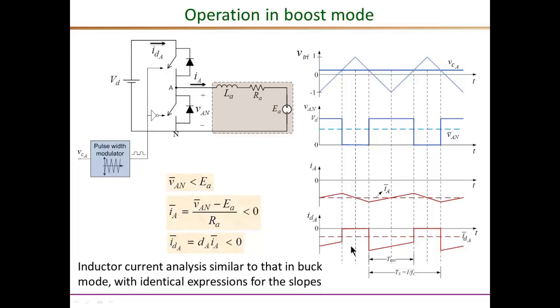So this is the input DC current, and once again it is the same as the inductor current during the T on interval, and it is exactly equal to 0 during the Q equals 0 period, and its average value, given by this dotted line again, is D times IA average, and it is obviously less than 0.